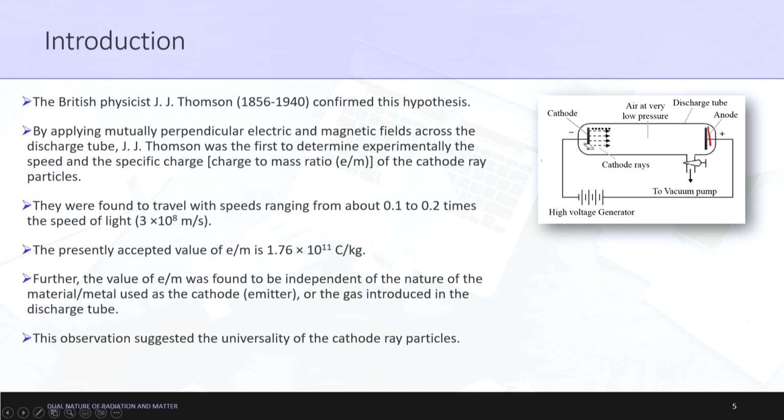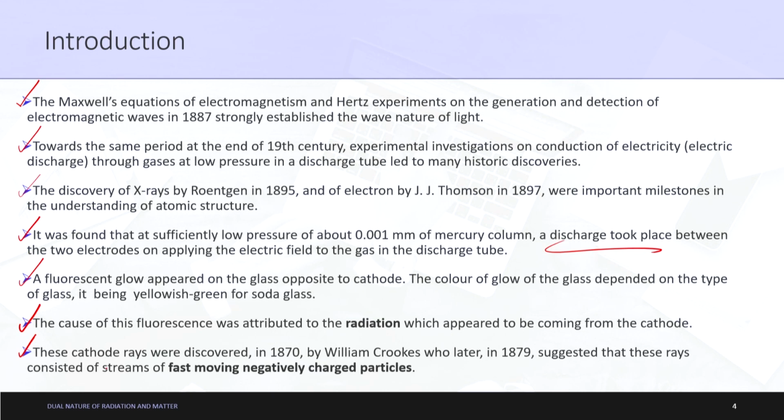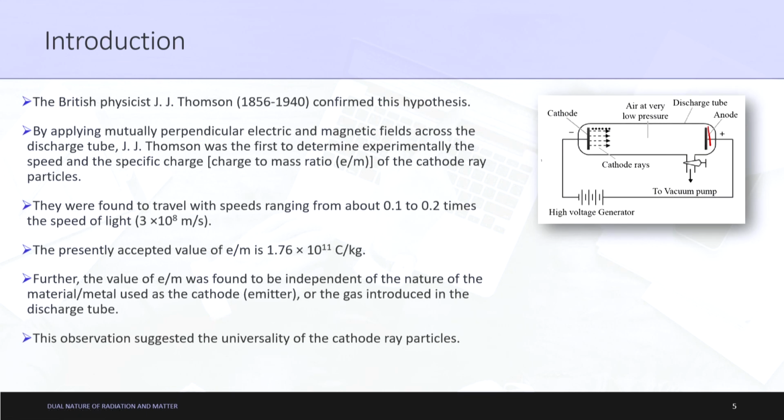So the British physicist J.J. Thomson confirmed this hypothesis. Which hypothesis? The hypothesis that the cathode rays consist of streams of fast moving negatively charged particles. Next, by applying mutually perpendicular electric and magnetic fields across the discharge tube, J.J. Thomson was the first to determine experimentally the speed and the specific charge, that is the charge to mass ratio. This is very important as far as your experimental data is concerned.